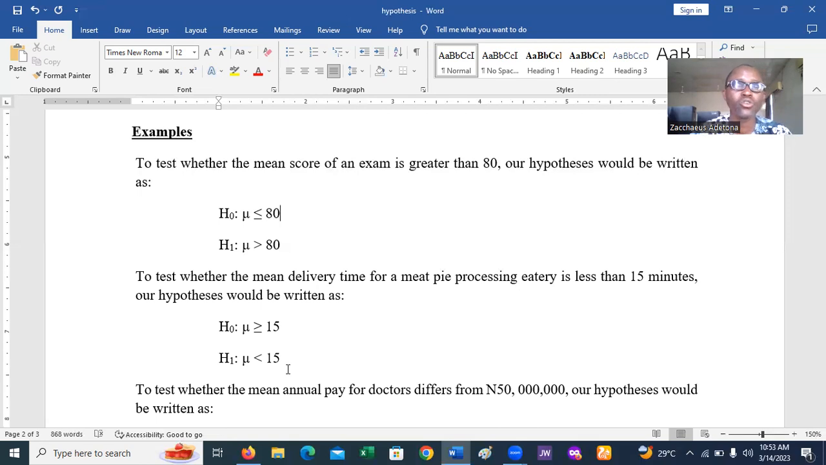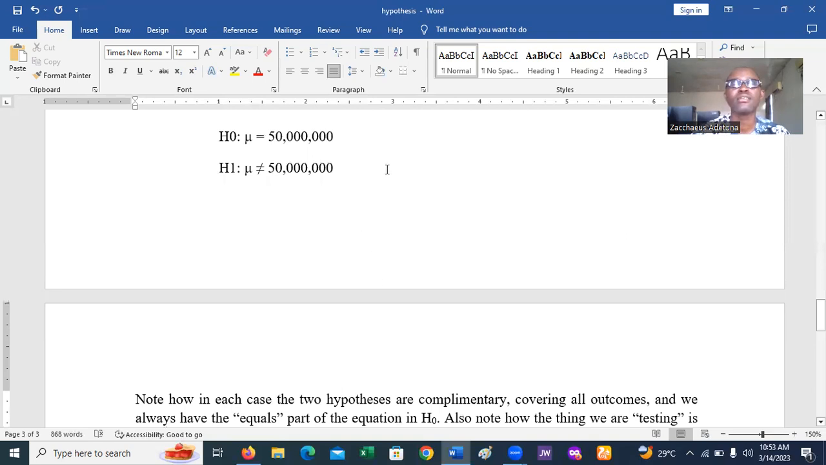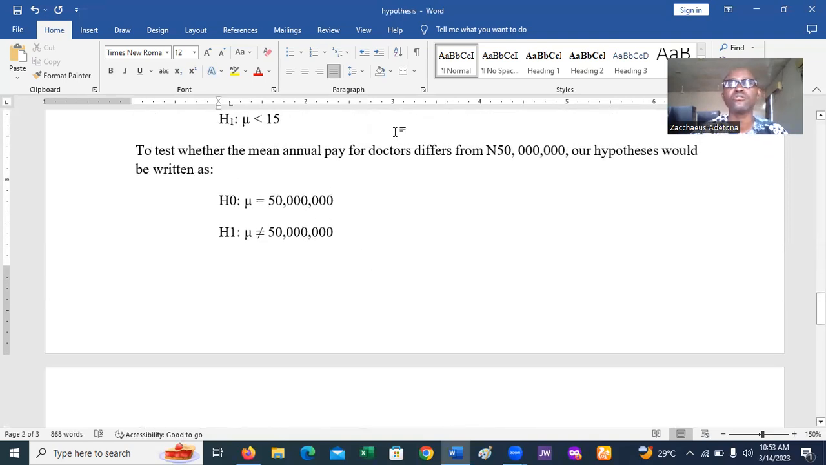All right. So the alternative hypothesis and the null hypothesis, two of them work together to form a complete set of statements on a research, that we are going to analyze and make a conclusion about. All right, let's see the third one. To test whether the mean annual pay for doctors differs from 50 million naira, our hypothesis will be written as this. Let's see. Mean annual pay for doctors differs. Look at the term, differs.